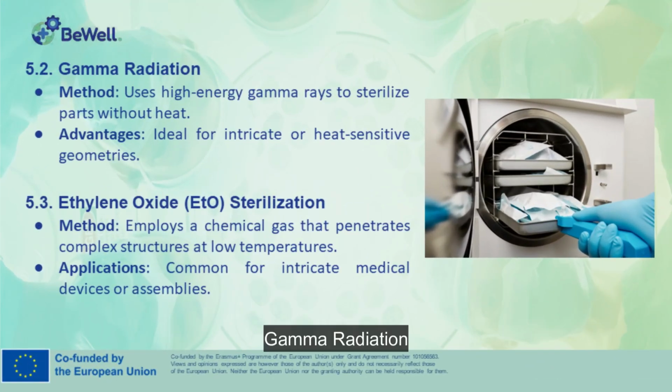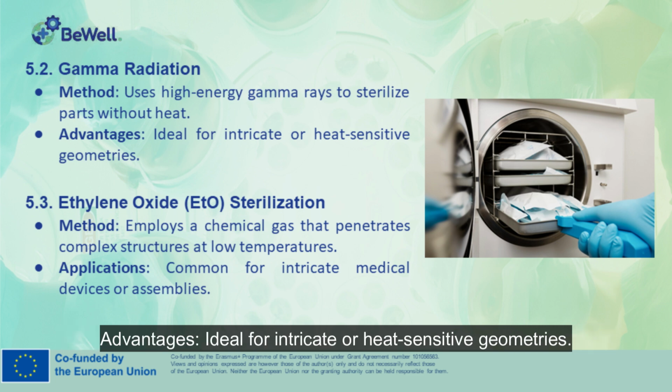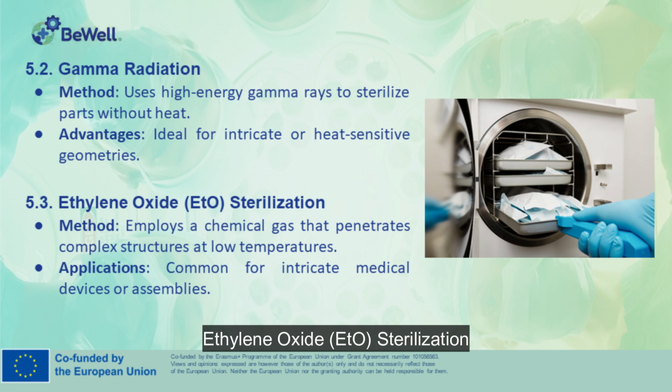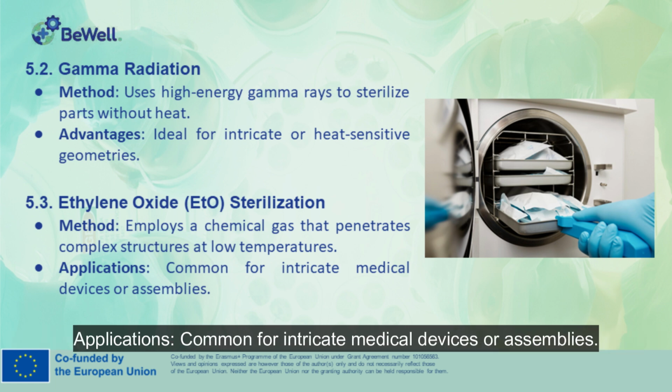Gamma radiation. Method, uses high-energy gamma rays to sterilize parts without heat. Advantages: ideal for intricate or heat-sensitive geometries. Ethylene oxide, ETO, sterilization. Method: employs a chemical gas that penetrates complex structures at low temperatures. Applications: common for intricate medical devices or assemblies.